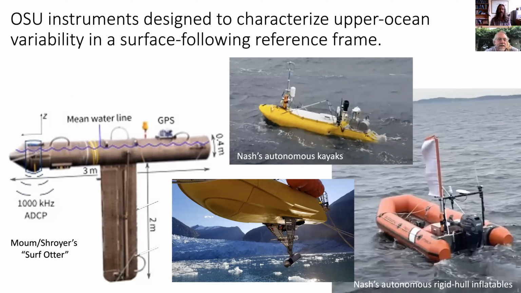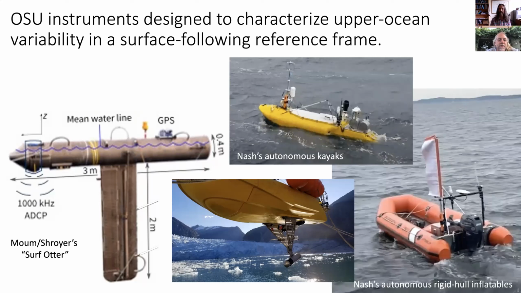We are also interested in a lot of autonomous types of instrumentation. And here I'm just showing a couple examples. One of them is Jim Mohm's surf otter, which was designed to measure the upper 2 meters of the water column. And Simon's going to show us a few more data from that. And then we've been building autonomous kayaks with turbulence and other instruments on them. And more recently, we've upgraded to some autonomous boats that are powered by outboard motors and Garmin autopilots. And we're happy to share what we've learned on those.